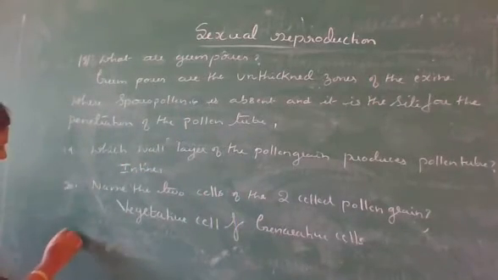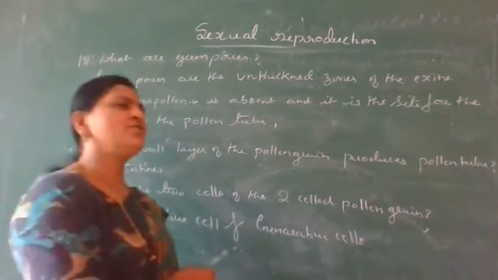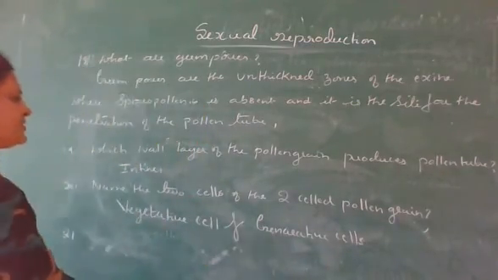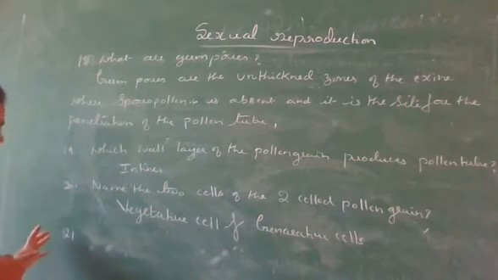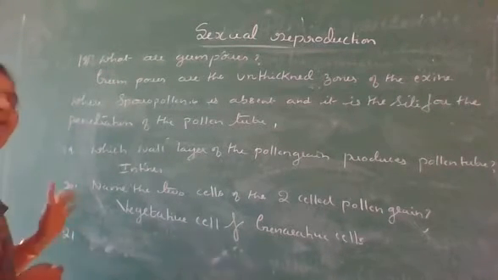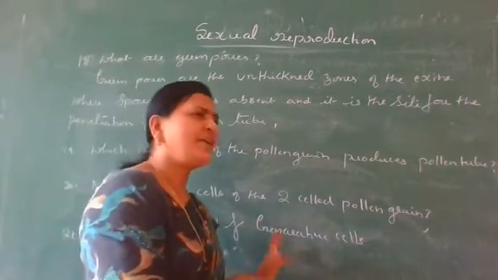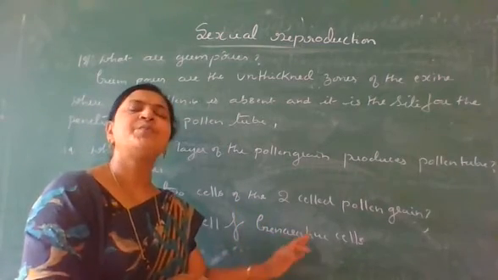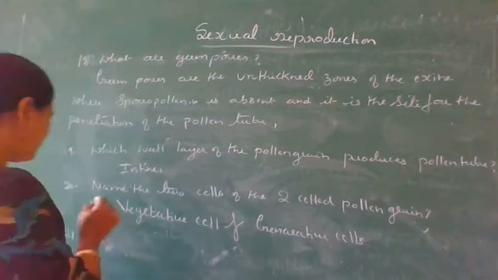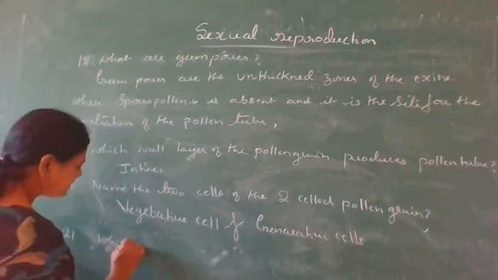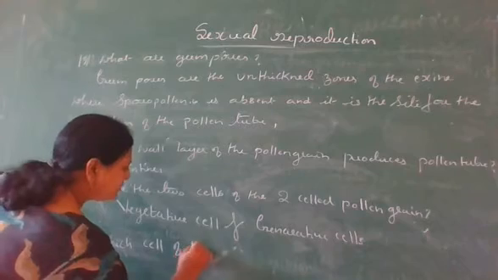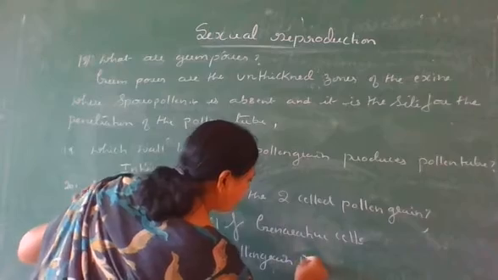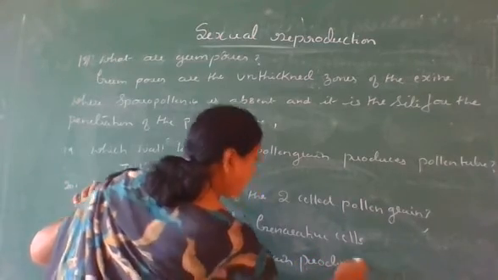Next one. But some angiosperms shed pollen at the 3-cell stage, which shows a vegetative cell and 2 male gametes produced by the generative cell. That clearly indicates the generative cell of a pollen grain always produces male gametes. Which cell of the pollen grain produces male gametes?